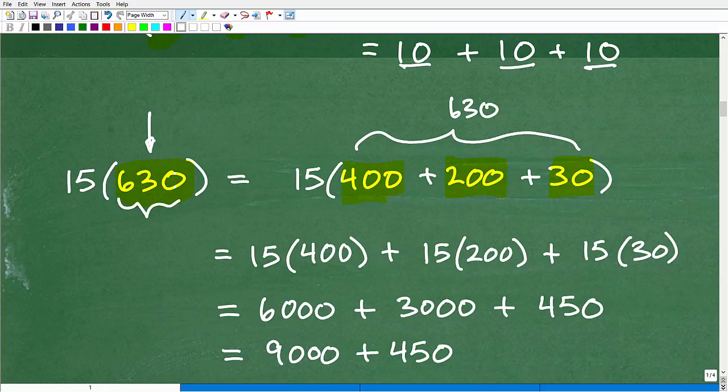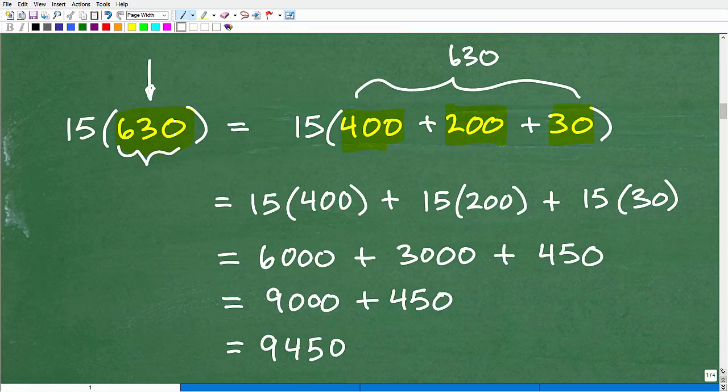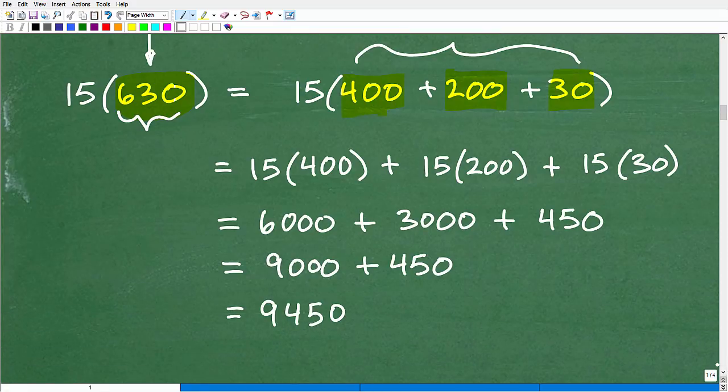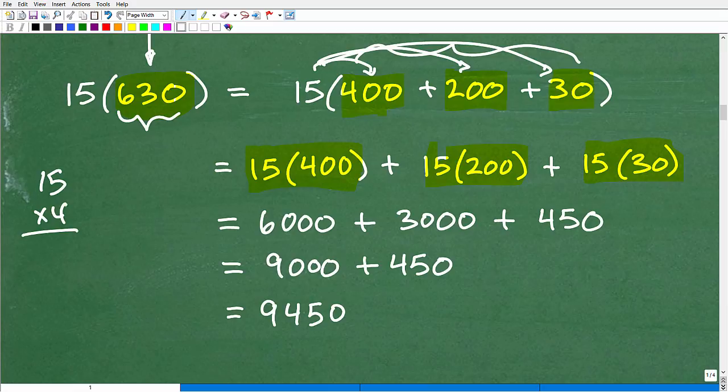Now I'm going to apply my hack, my little shortcut, which is the distributive property. So it's going to be 15 times 400 plus 15 times 200 plus 15 times 30. Of course, we could write it out like so. Now, hopefully, when you look at a problem like this, 15 times 400, in your brain you're thinking, oh, that's like 15 times 4, and 15 times 2 is 30, so that's 60. So this must be 6,000, right?